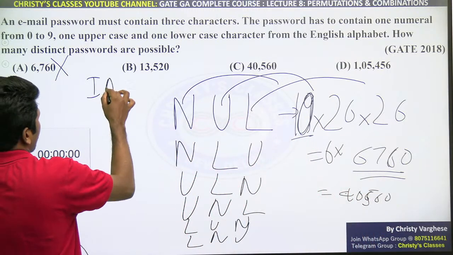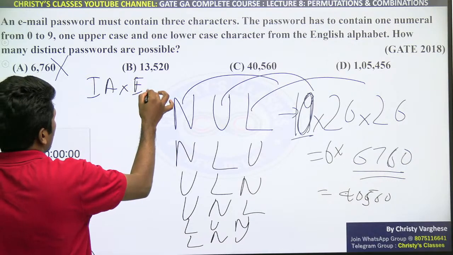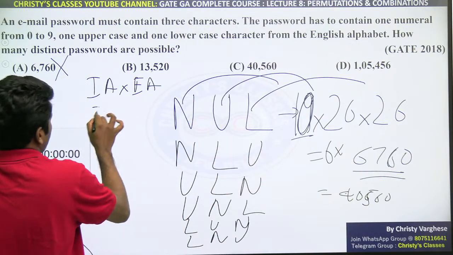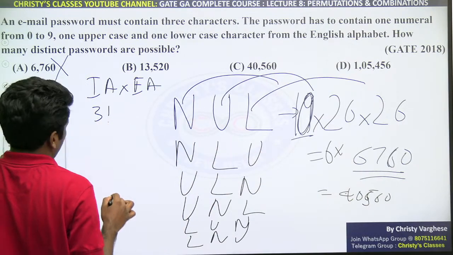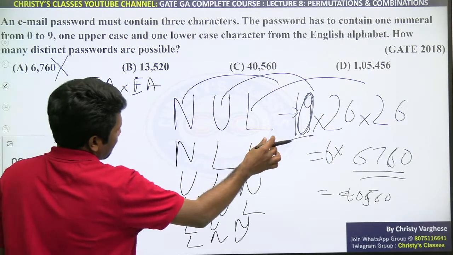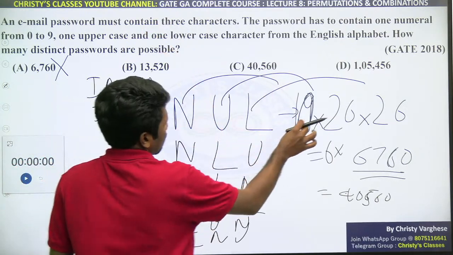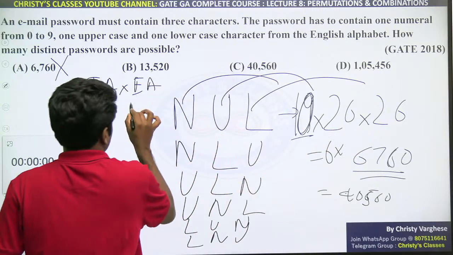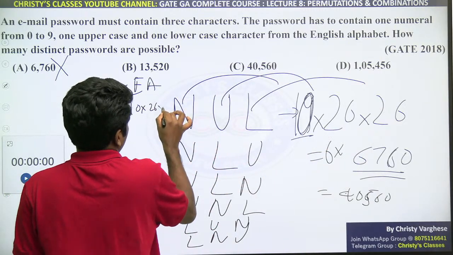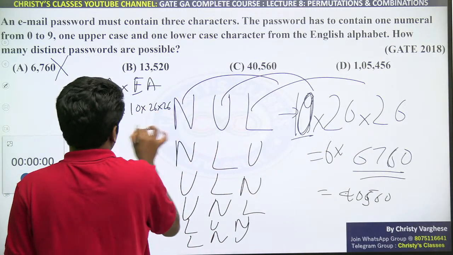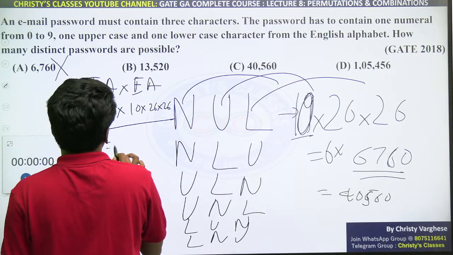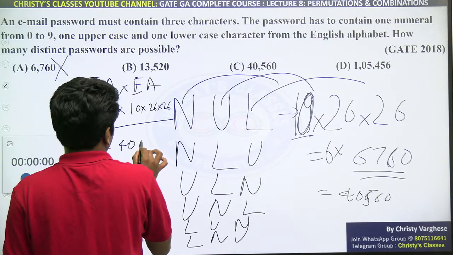Or what is the easy way? Internal arrangement into external arrangement. Internally 3 objects can be rearranged among themselves in 3 factorial ways. Externally they can be arranged according to the conditions in the question, 10 into 26 into 26 ways. So in one line this is the answer. Internal into external, that is why 40,560.